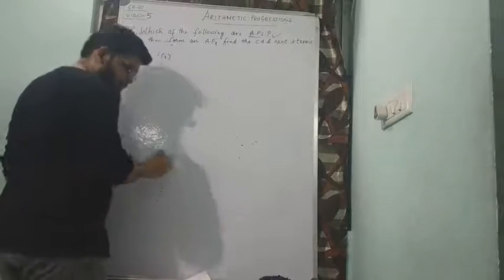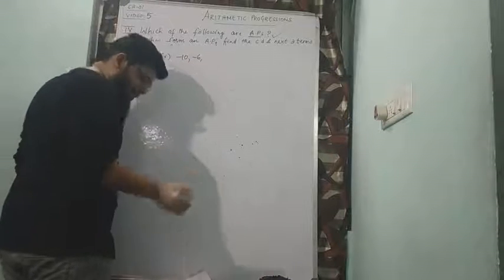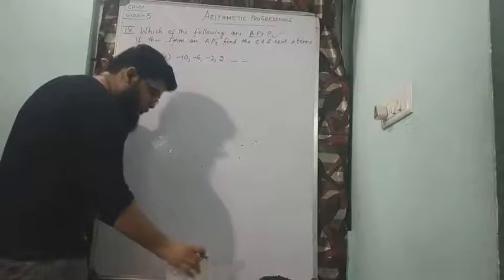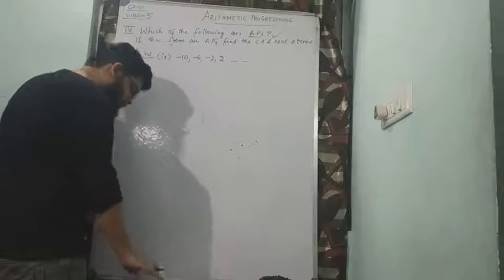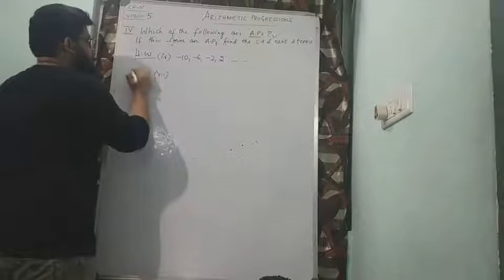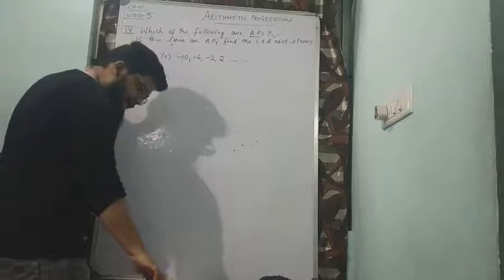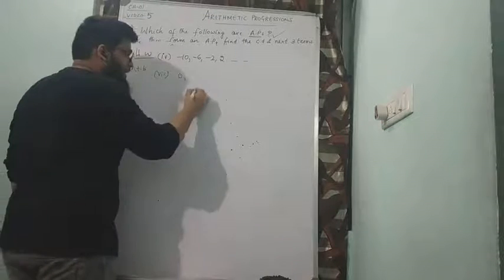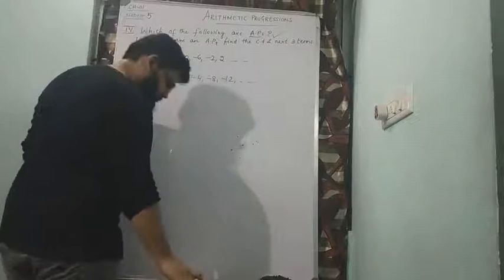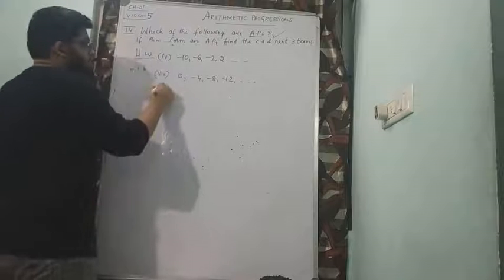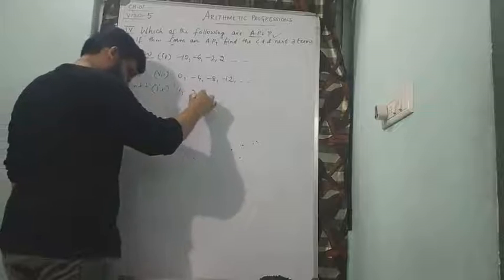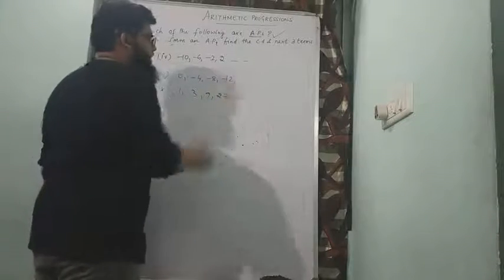So one question will be minus 10, minus 6, minus 2, 2. This is the fourth question of your textbook. Next, I want you to try the seventh question in your textbook, which is 0, minus 4, minus 8, minus 12, and maybe just one more. Question number 9 in the textbook, which is 1, 3, 9, 27, etc.